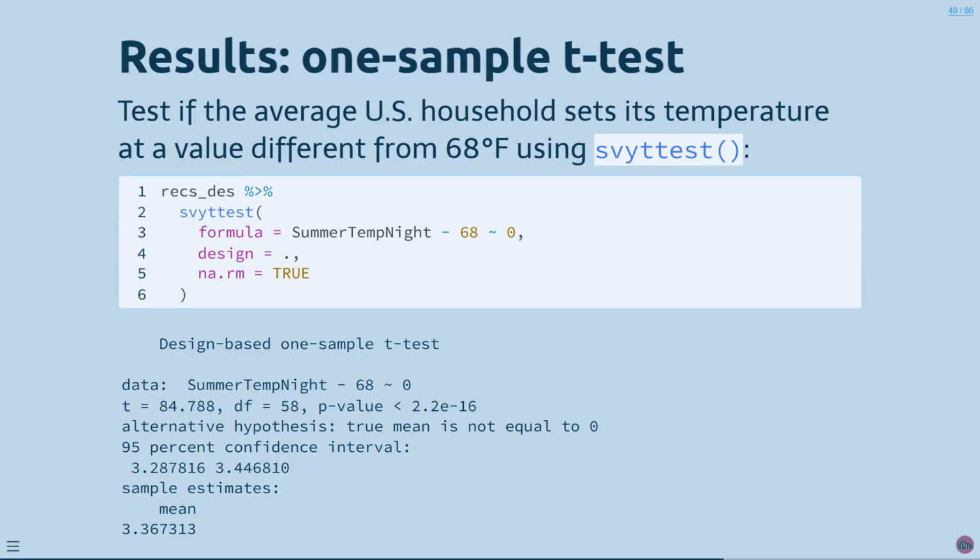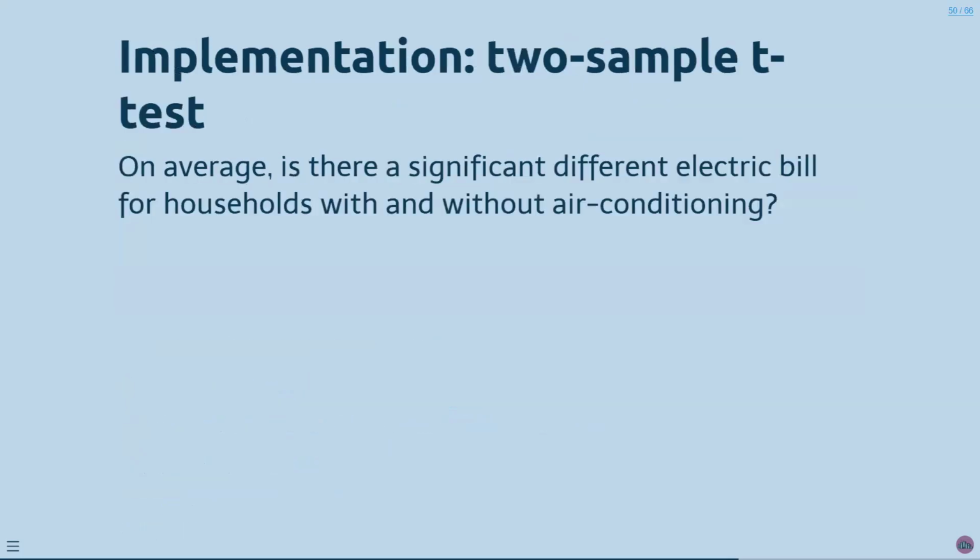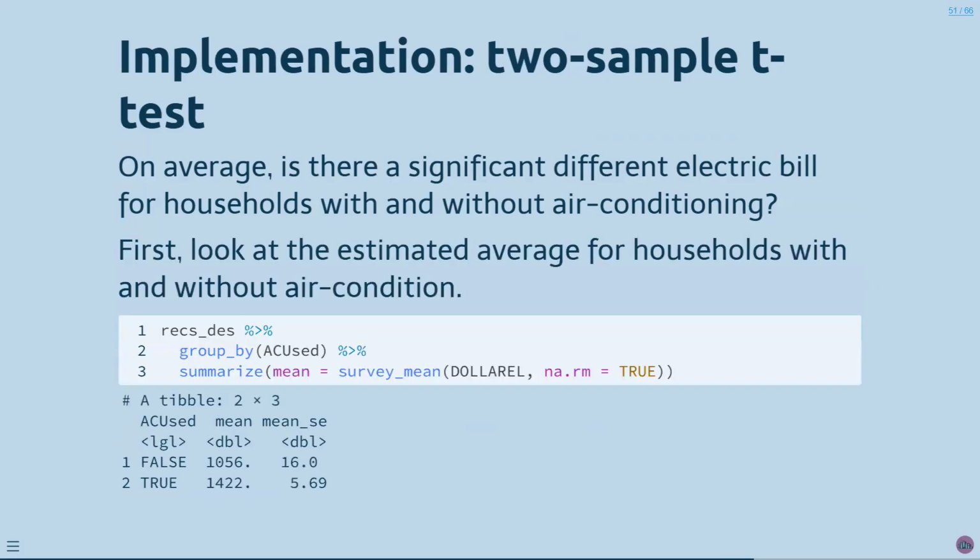Okay, so that was a nice little one sample t-test. But now let's look at a two sample t-test. I bet a lot of you probably do this, trying to compare two different groups. So let's look to see if there's a significant difference in the electric bill for households with and without air conditioning. So again, we're going to look at the estimated average.